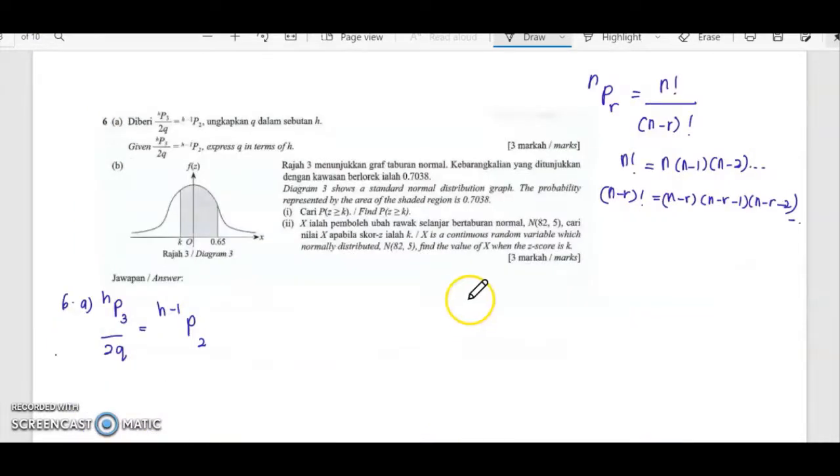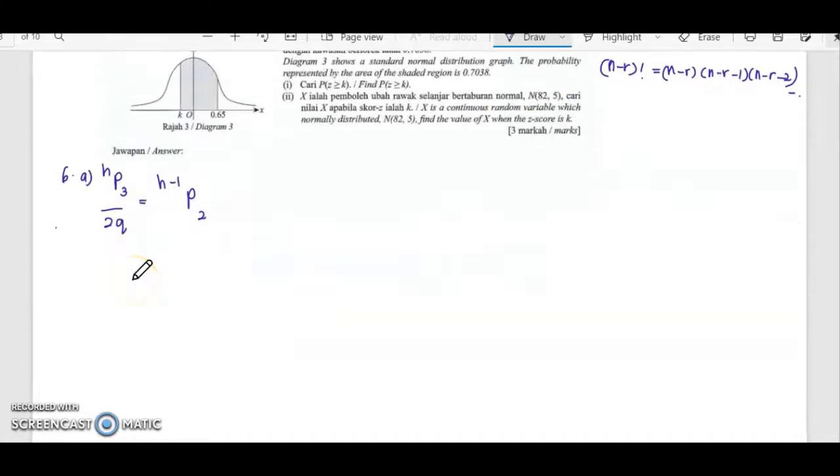Okay, we go to question number 6. Given that hP3 over 2Q is equal to (h minus 1)P2. Okay, so ini untuk formula nPr. nPr is equal to n factorial over (n minus r) factorial. So from this one, we can use the factorial formula. So we go one by one.